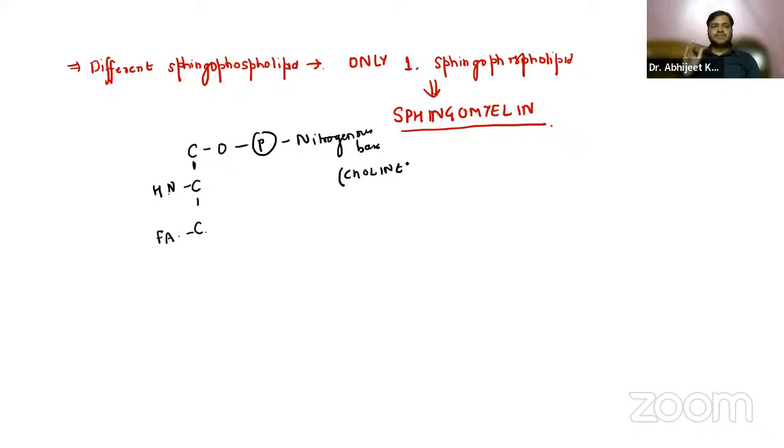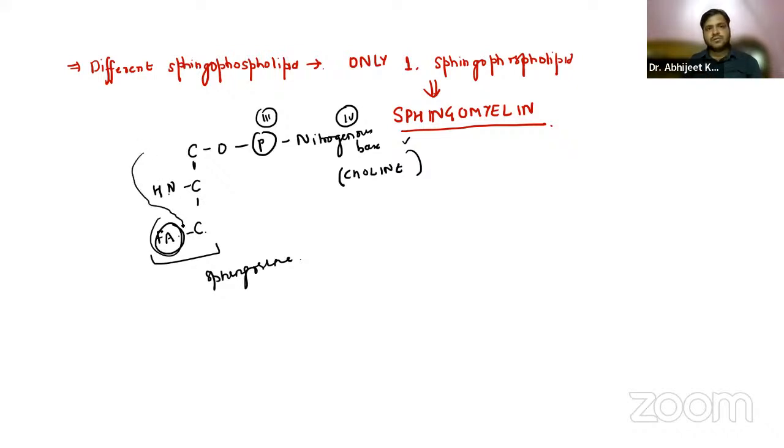Choline. So we have like four parts, guys. Firstly, we have the sphingosine, right? Then the second part is the fatty acid part, right? The third is the phosphate part, and fourth is the nitrogenous base, that is the choline, right? So remember, guys, this whole sphingosine plus fatty acid is called ceramide. It is called ceramide, right?